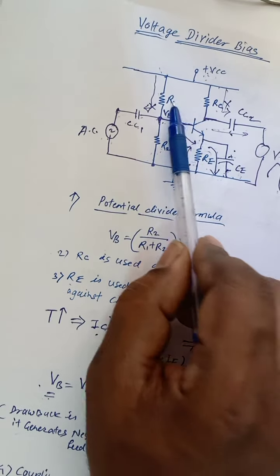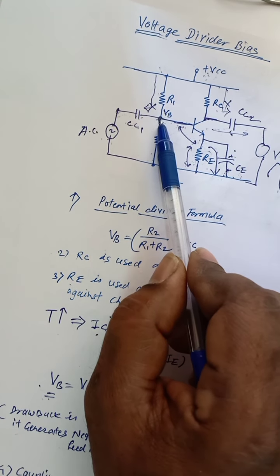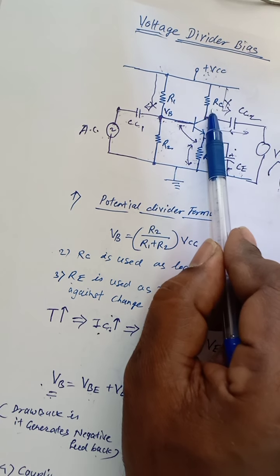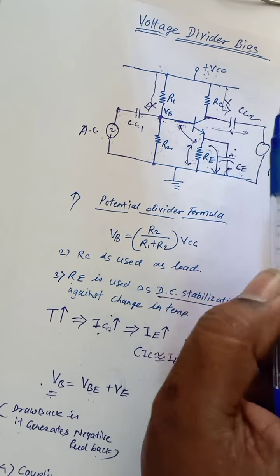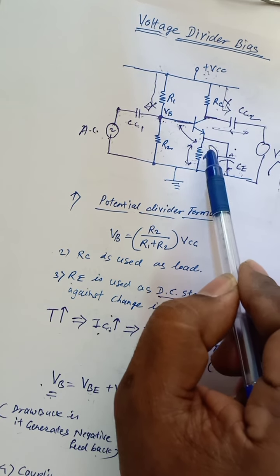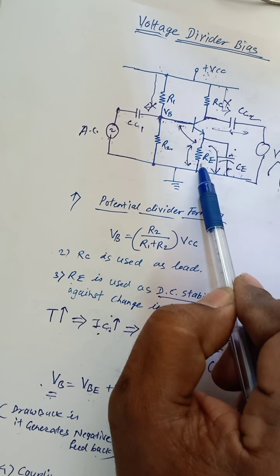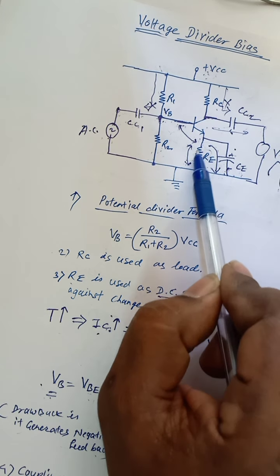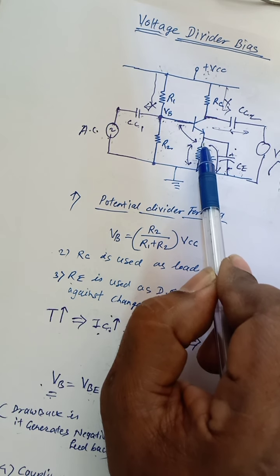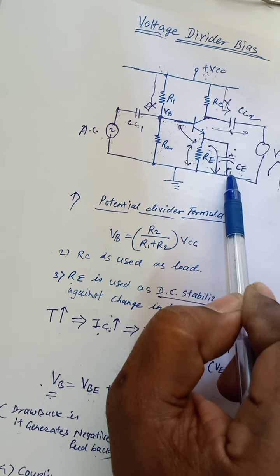Okay, so R1 and R2 provide the bias base voltage. That is known as the potential divider. RC is used as the load to generate output voltage. RE is used for DC stabilization, which controls the Q point at the center of the DC load line. Okay, the drawback is that it generates a negative feedback, and this negative feedback is avoided by the CE. So whatever the AC voltage is, it is grounded by this capacitor.